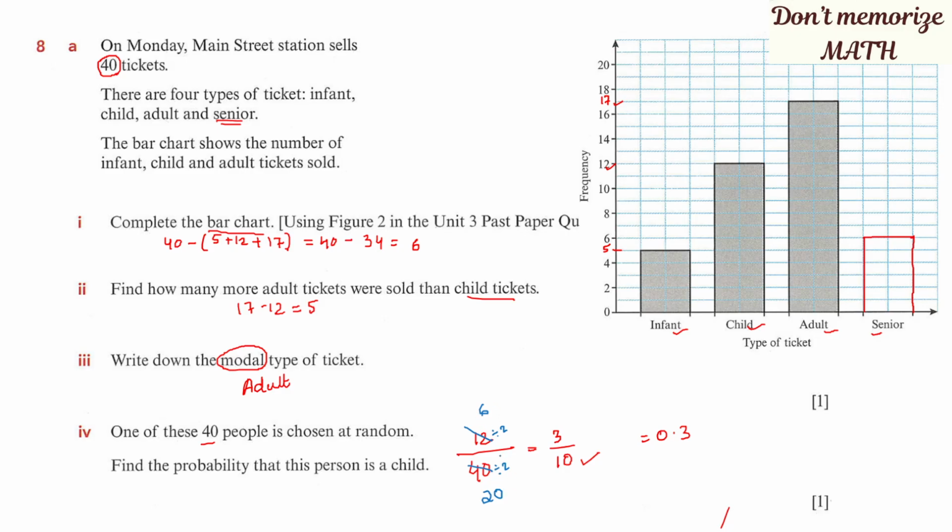Then 6 and 20, both of them are multiples of 2 again. So divide by 2, divide by 2. So 6 divided by 2 is 3, then 20 divided by 2 is 10. That's why this became 3 over 10.